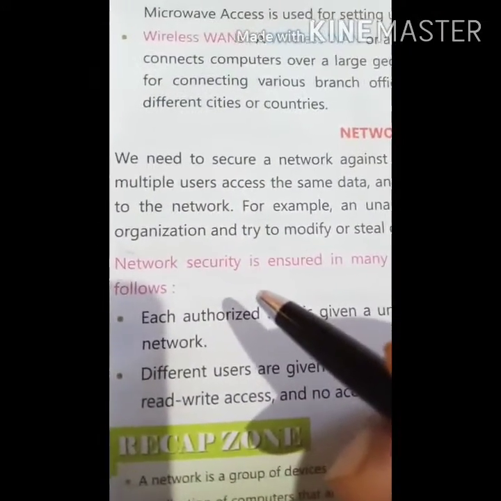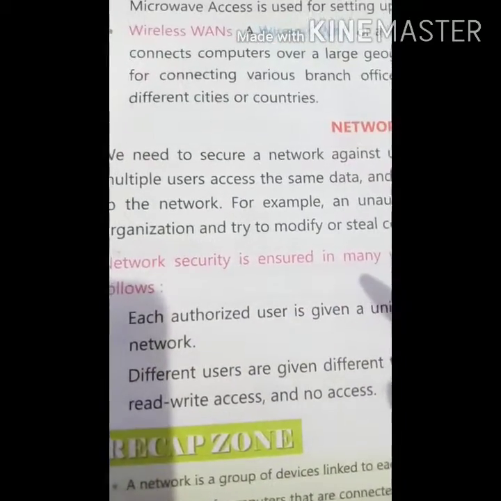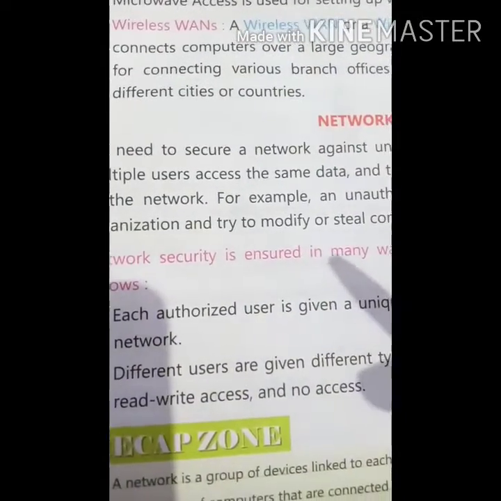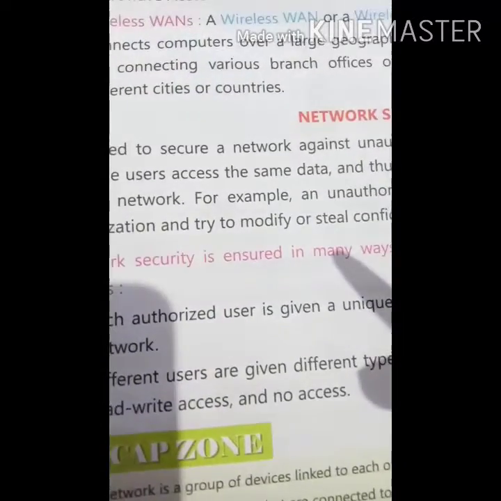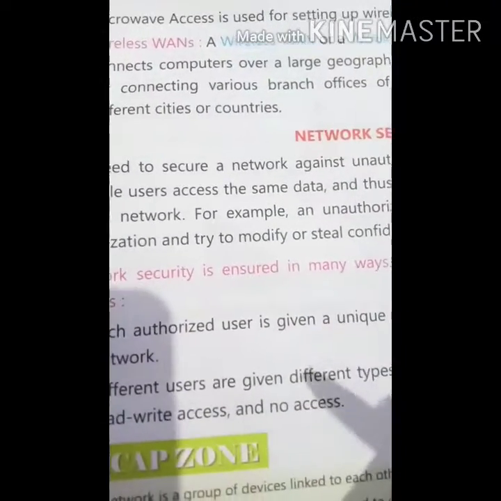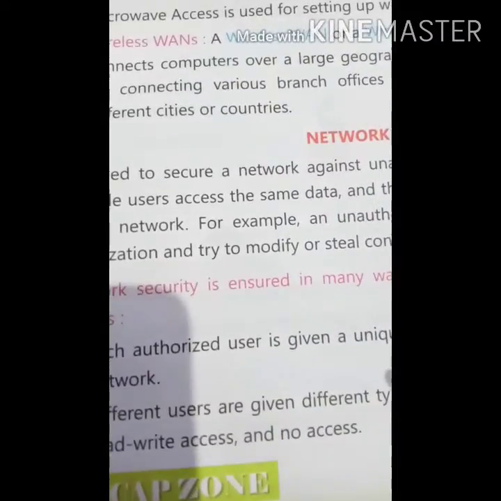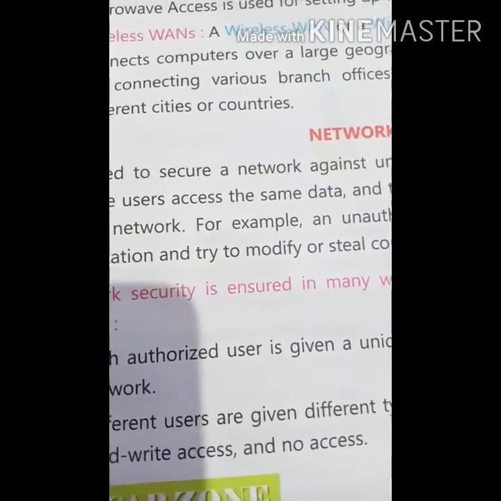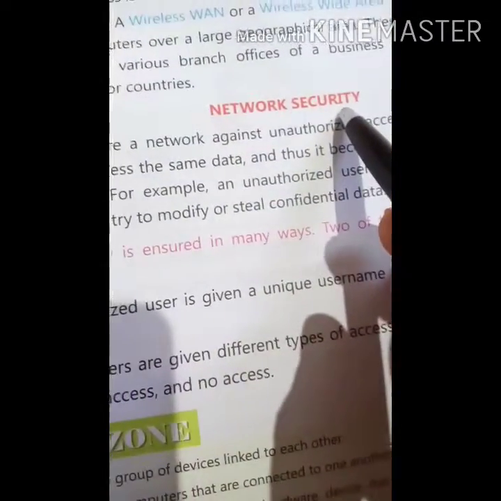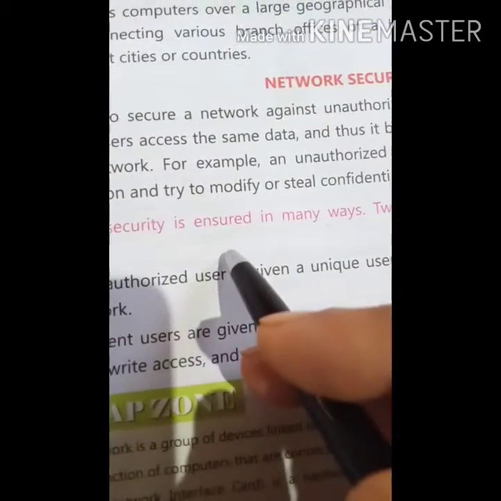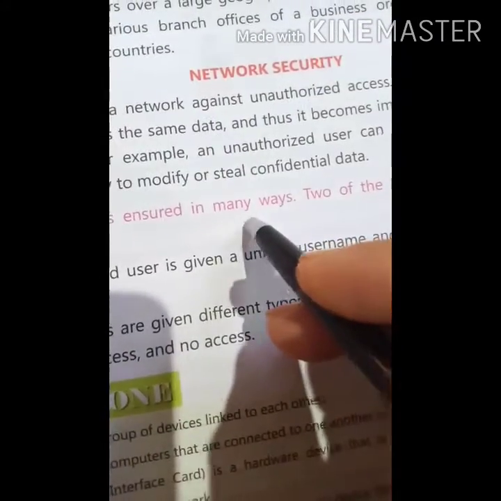If we are a network client, we need a network username and password to access the computer, to connect with the network. That's why an unauthorized person cannot enter the network. So network security is also very, very important. Network security is ensured in many ways.